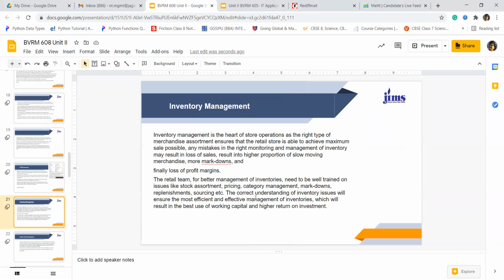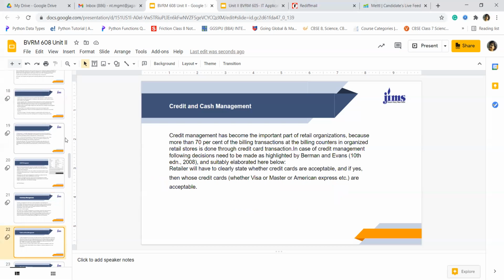The retail team, for better management of inventories, need to be well trained on issues like stock assortment, pricing, category management, markdowns, replenishment, sourcing, etc. The correct understanding of inventory issues will ensure the most efficient and effective management of inventories, which will result in the best use of working capital and higher return on investment.